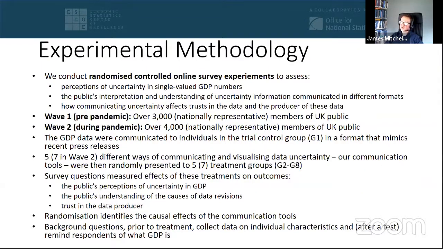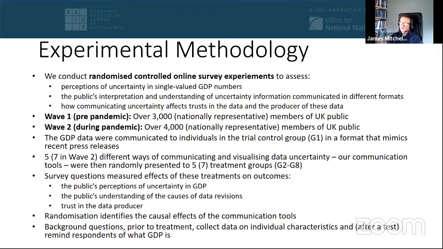Okay, well, to try and fill this information gap, to try and understand if and how the public understand and interpret data uncertainty, we have now undertaken 2 waves of a randomized controlled online experiment. Sorry for the typo on the slide. And we use these randomized controlled online experiments to tease out what the public's perceptions of uncertainty in single valued GDP numbers are.